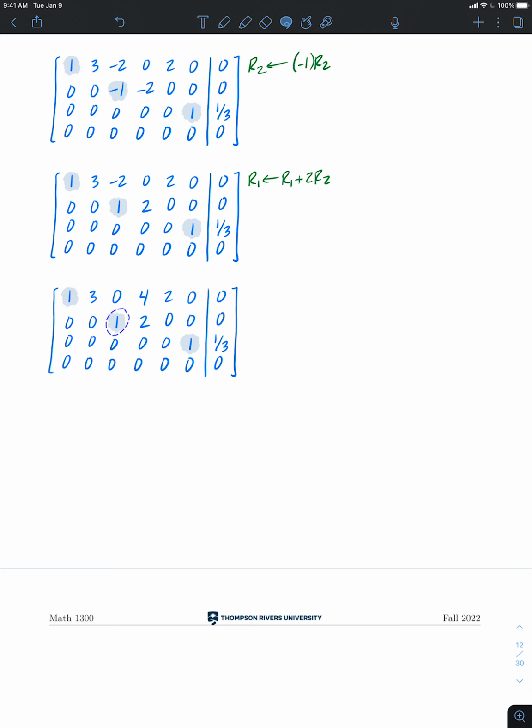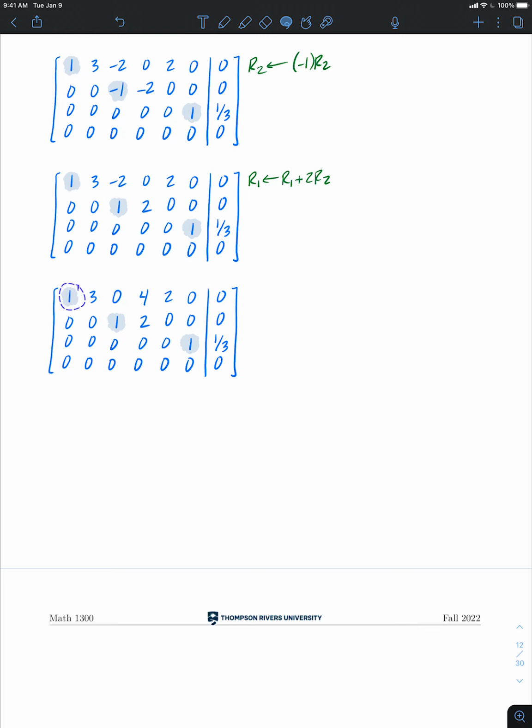And then lastly, we look at our top pivot entry. The only thing that would possibly be a concern is that it might not be equal to 1. You don't have to worry about any entries above it because it's the top row. So great, it's already equal to 1, and it's in the top row, so there are no entries above it. So we can just check that one off our list. We're done with that pivot entry as well.